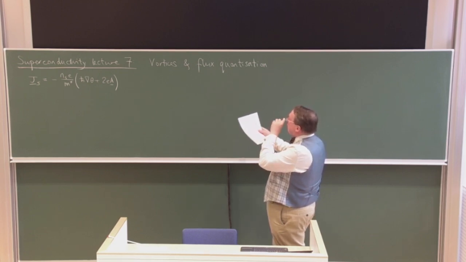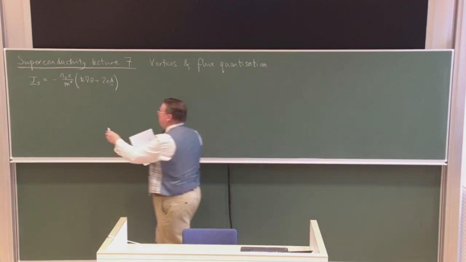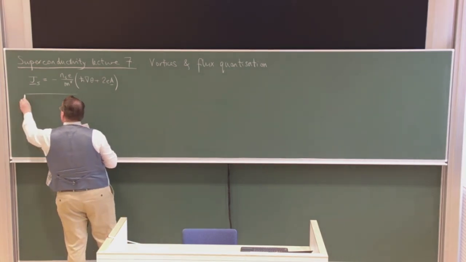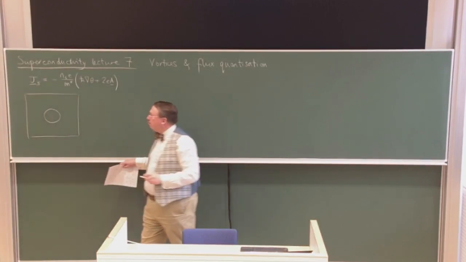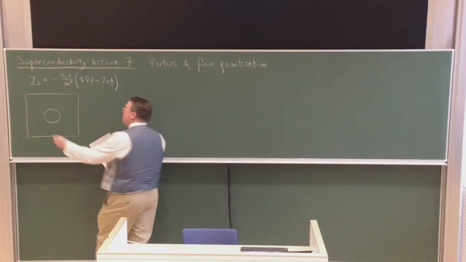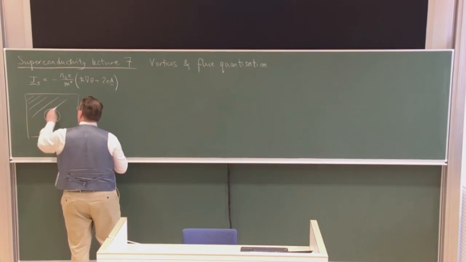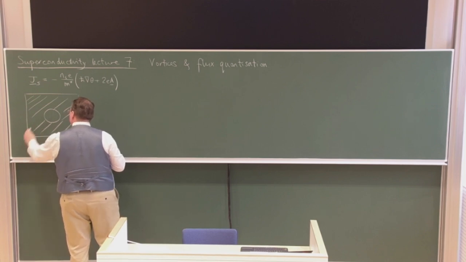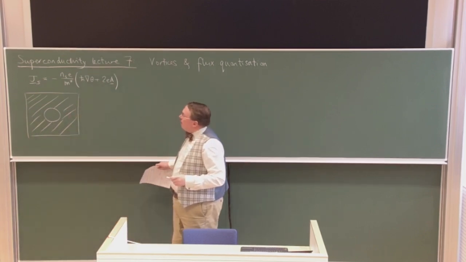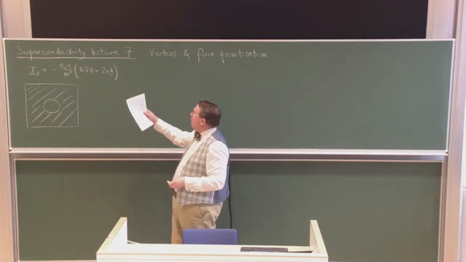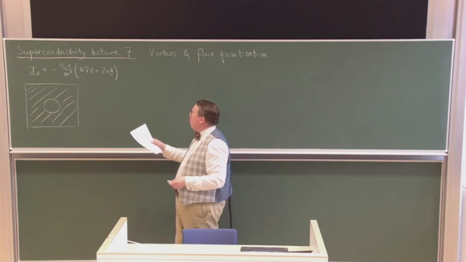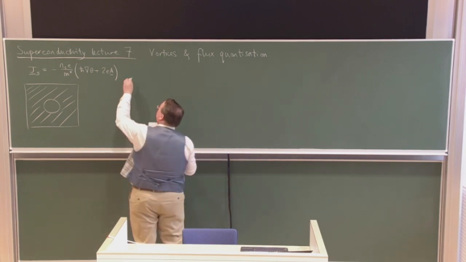So let's consider, and we'll see shortly why we do it, a superconducting sample that has a hole in the middle. So there's this cavity, there's a large bulk superconductor here, and let's take this expression for the current and ask what we can predict from it.